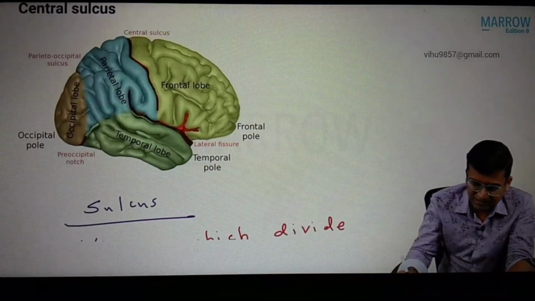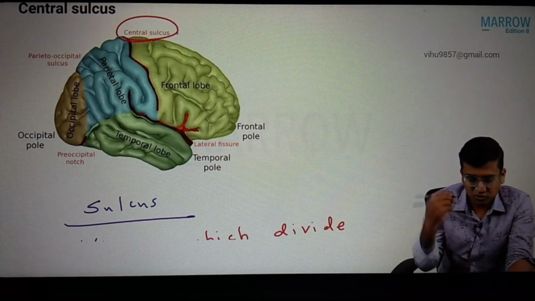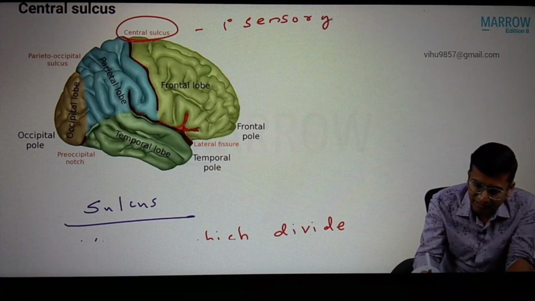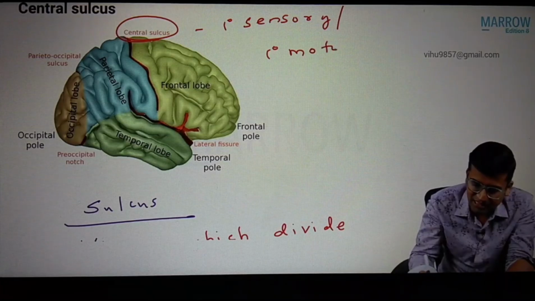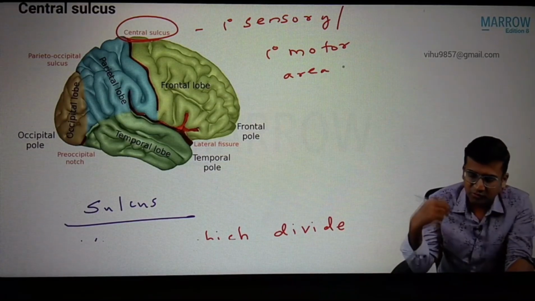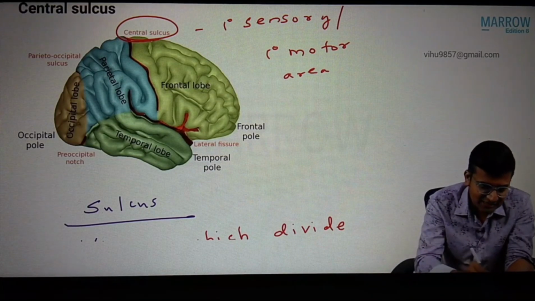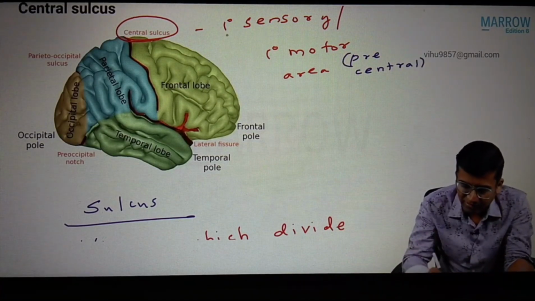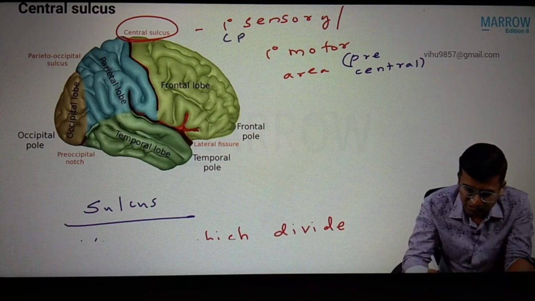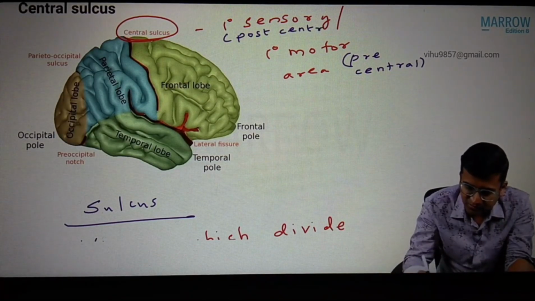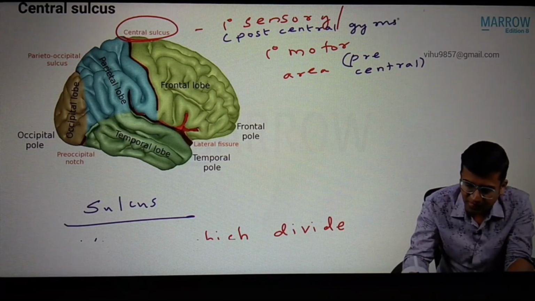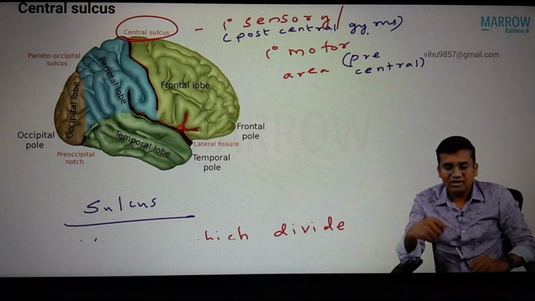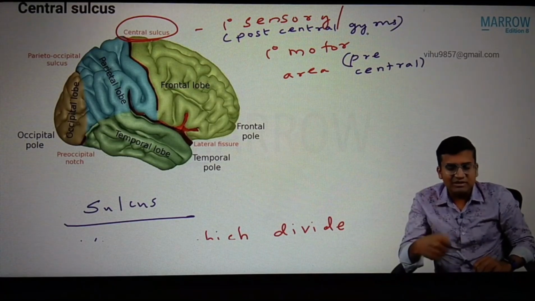Example, central sulcus. Central sulcus divides the primary sensory area and the primary motor area. The primary motor area is the precentral gyrus, and the primary sensory area is the postcentral gyrus. So the central sulcus of Rolando divides the primary sensory area and the primary motor area. That is why the central sulcus is called a limiting sulcus.